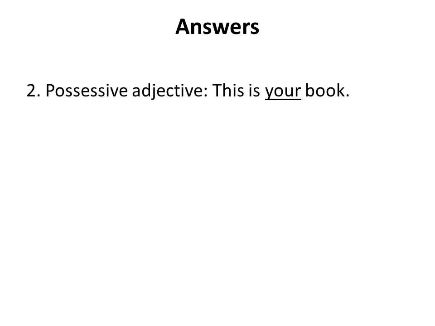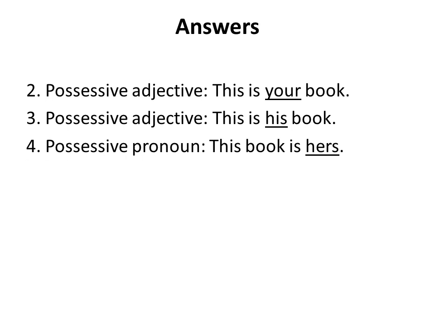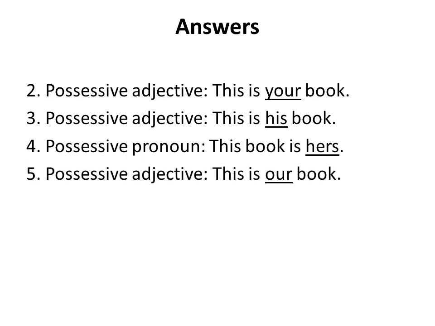Okay, great children. Now you have the answers. Look at the answers very well. You can see that possessive adjectives are placed before the nouns they describe. Possessive adjectives are always placed before the nouns they describe, and they are all used to show ownership. The word possessive means ownership.